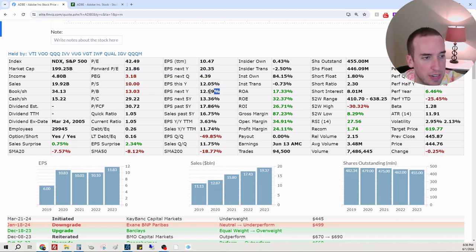Earnings per share this year 12%, next year 12%. EPS 5 years, I never pay attention to that. You can't really predict 5 years from now. Past 5 years, this is very good. Sales past, very good. They're profitable.